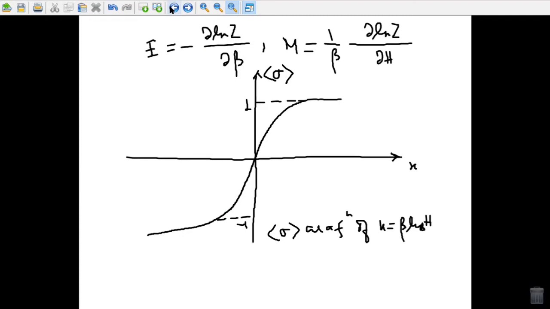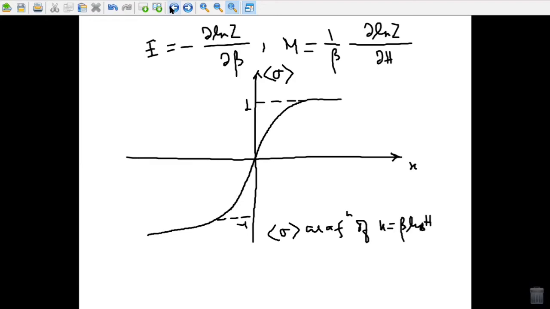So this is the susceptibility curve for average sigma as a function of x equals beta mu_B H. So we get the value of chi as mu_B^2 divided by kT, and the existence of an inverse relationship between the susceptibility and the temperature was actually found experimentally by P. Curie in 1895, and since then it is referred to as the Curie law of paramagnetism.